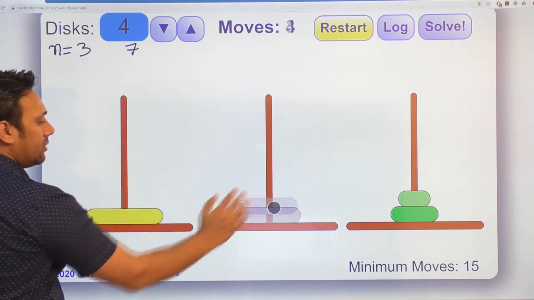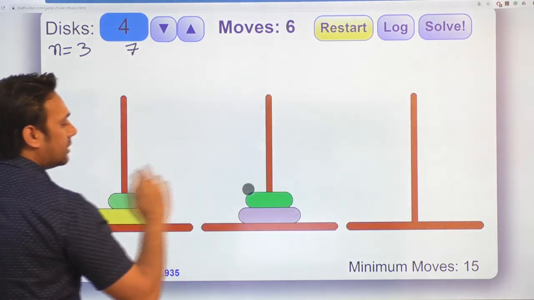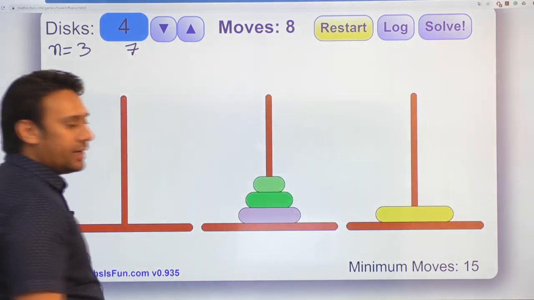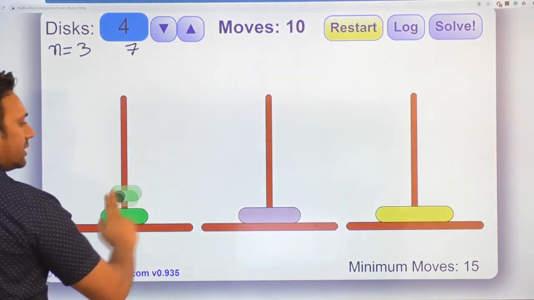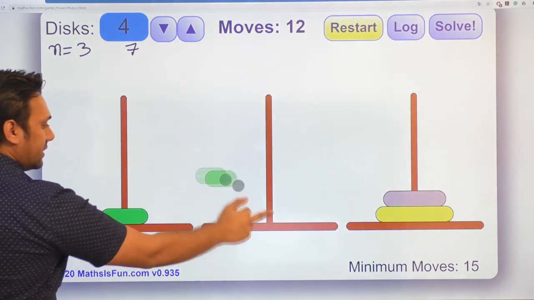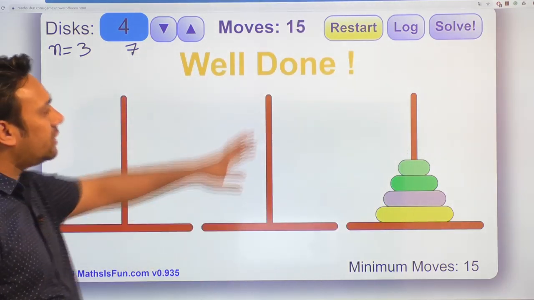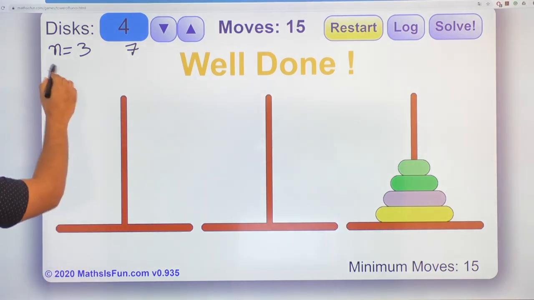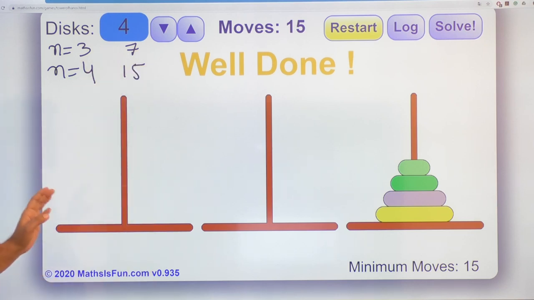Then move this plate onto this tower, place this one here, and then place this plate here. After this, place this one here, then place it here. So how many moves have we taken? A total of 15 moves. If the number of plates is 4, then we took 15 moves.